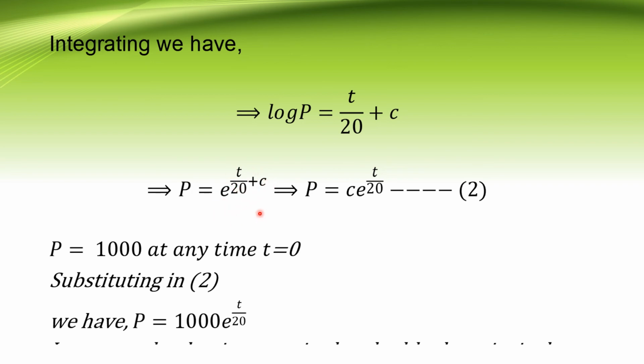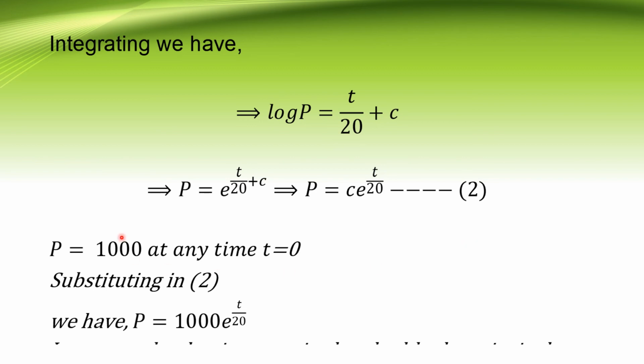After that, on the right side we can separate e power t by 20 into e power c. So c is always a constant term, and e power any constant is also constant. So e power c is also constant, and I write it as capital C. So finally we got capital P is equal to C e power t by 20. Take it as equation number 2.